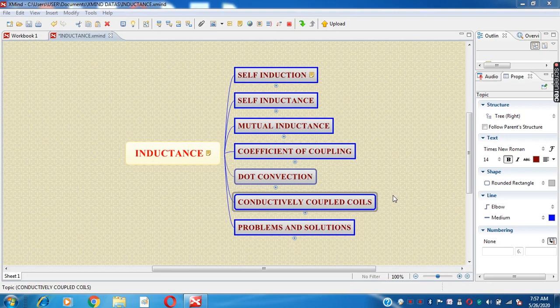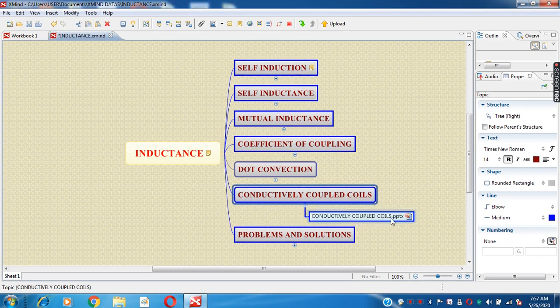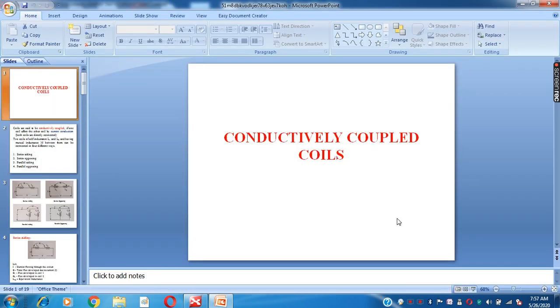Inductance. In inductance, we have already covered a few topics, and today in this presentation we are going to discuss conductively coupled coils. If you assume two coils, they can be connected either magnetically or conductively. Magnetically coupled coils are connected through magnetic flux. They will not have direct contact with each other. That kind of coupling is called magnetically coupled coils.